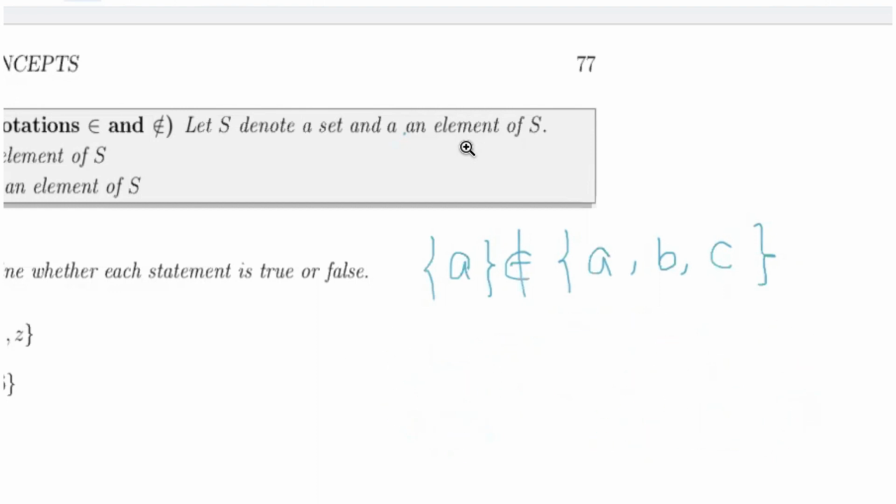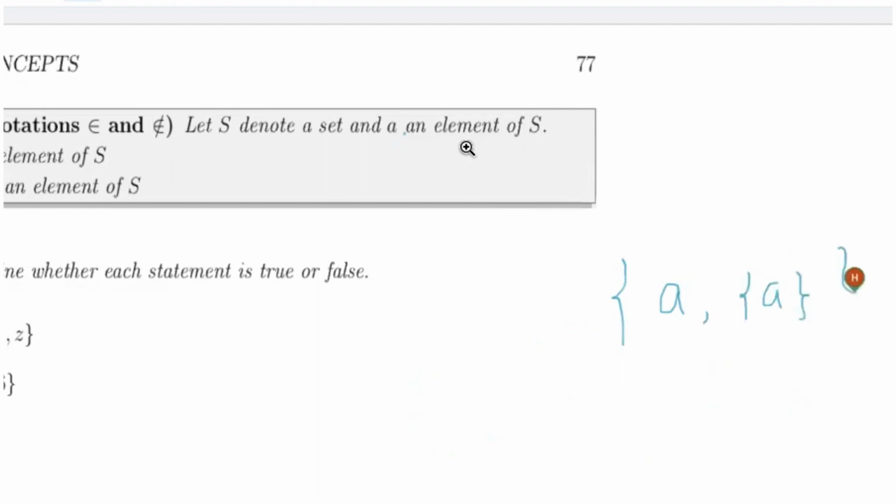Okay, let me give you another example. You ready? Set A, and so on, of the set. Okay, so look at the element. So what are the elements of the set? We have two elements. One element, another element. Are you okay with this? One element and another element. So my question is, is A an element?